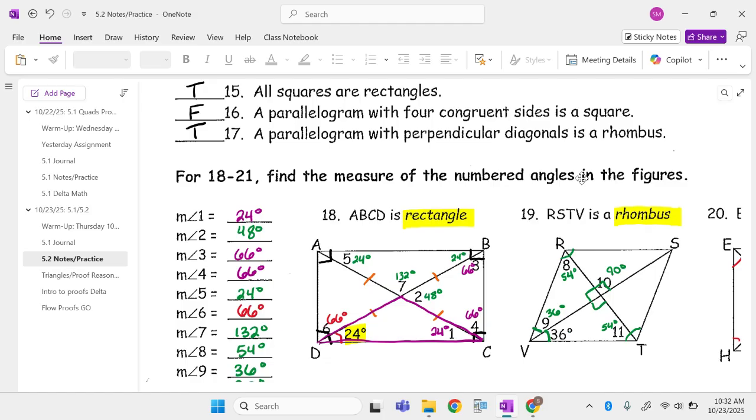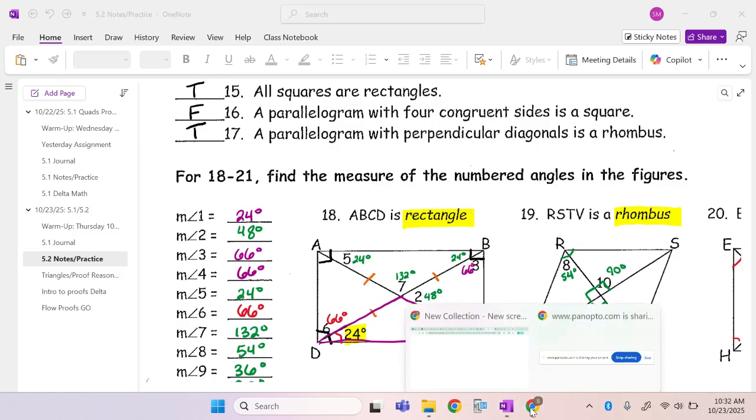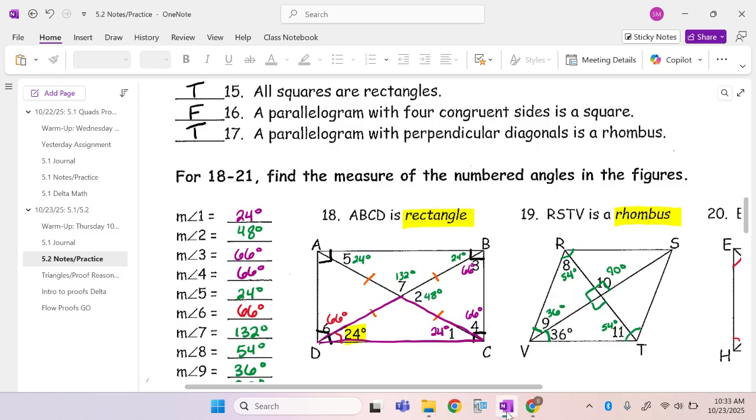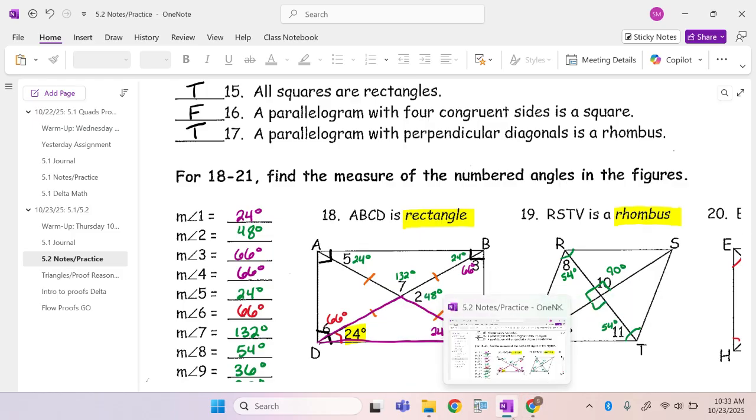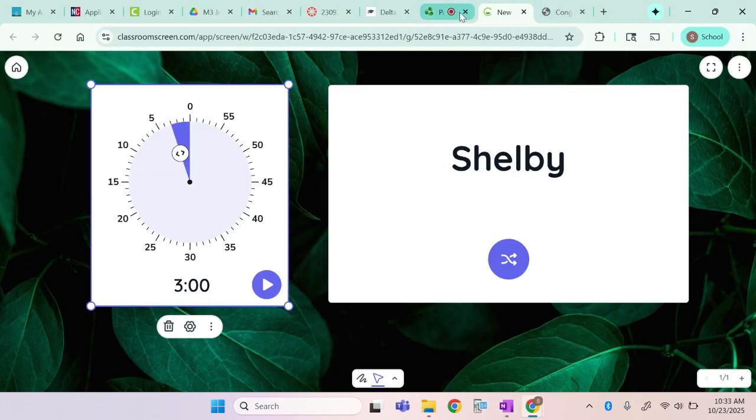So you can either work on that Delta Math that I assigned yesterday, you can work on your journal definitions, or you can work on optional work. Pick something, but you need to be working on something. Also, hold on to those graphic organizers. We'll use them tomorrow.